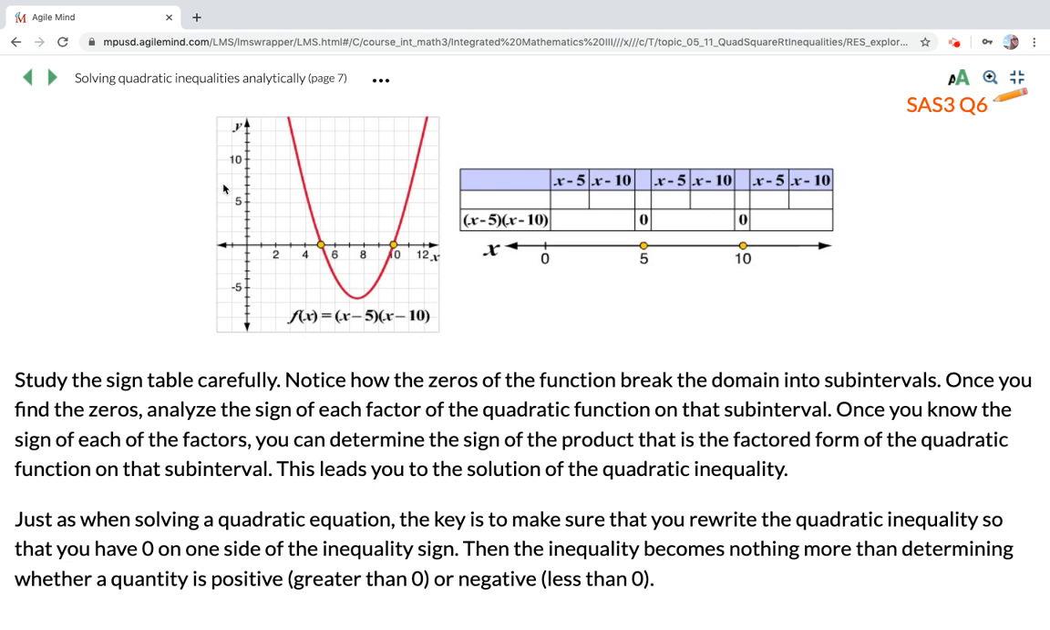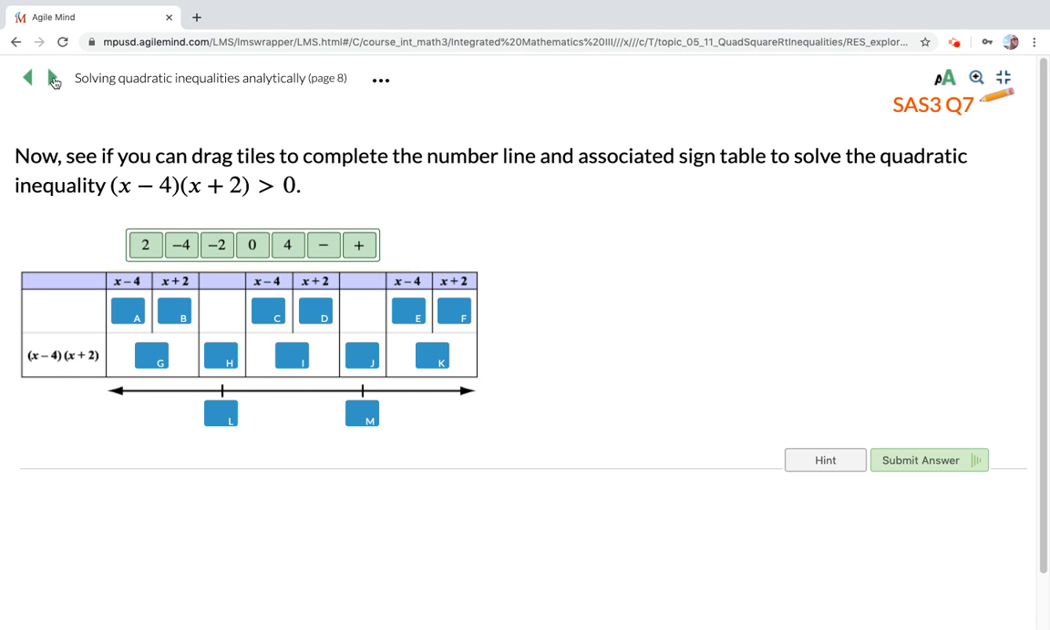I feel like we need to practice this a little bit more. Would you agree we need to practice this just a little bit more? I think we should practice this a little more. Let's go over to question number 7. Here I have another sign chart for you. I've changed it up. It's a little different this time.